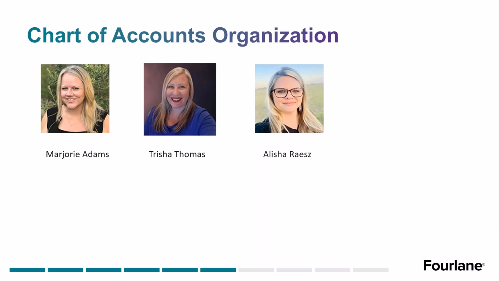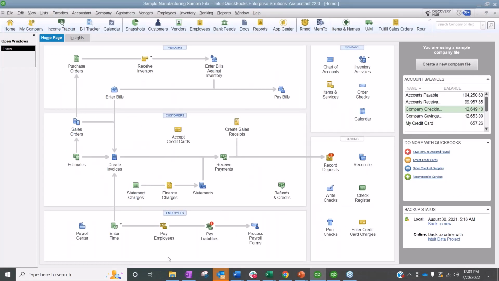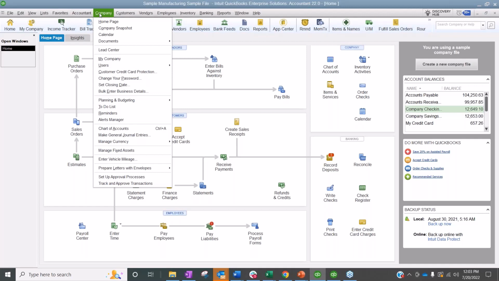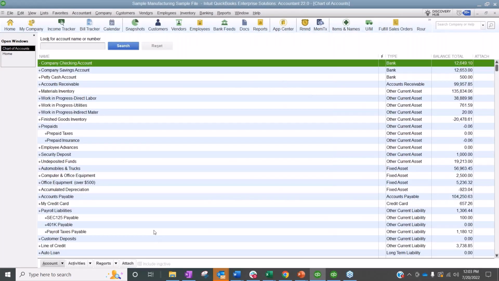What I wanted to kick things off with today, though, is just talk about chart of accounts organization, right? Why it flows the way it flows. So when we go into our chart of accounts, it's under company, chart of accounts down here. You can also go to chart of accounts over here on the home screen. The chart of accounts flow that you see here, right?